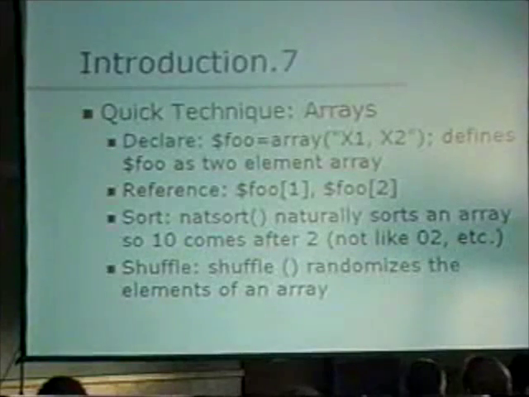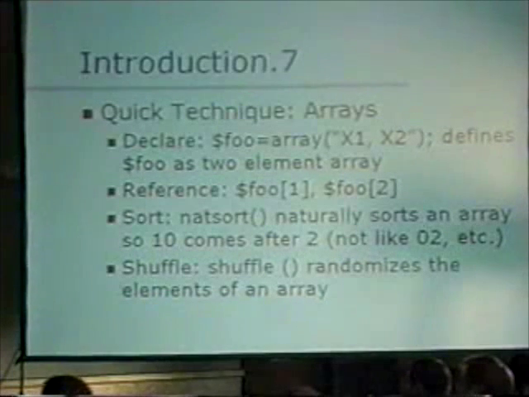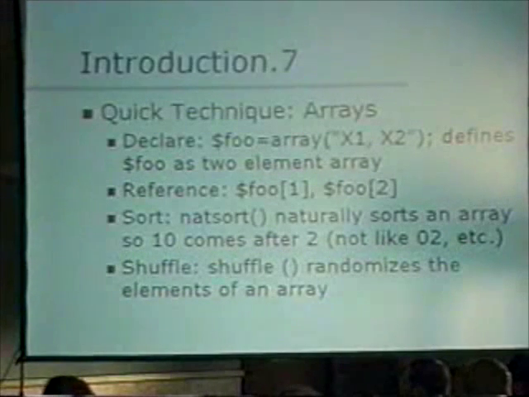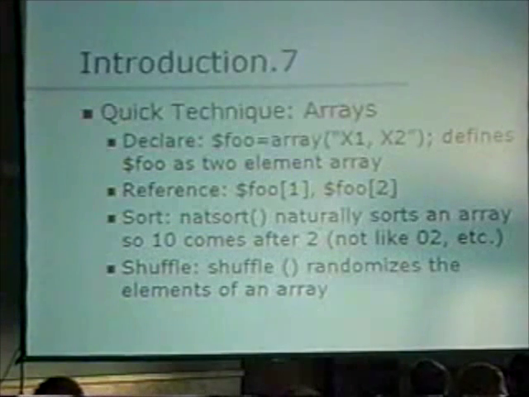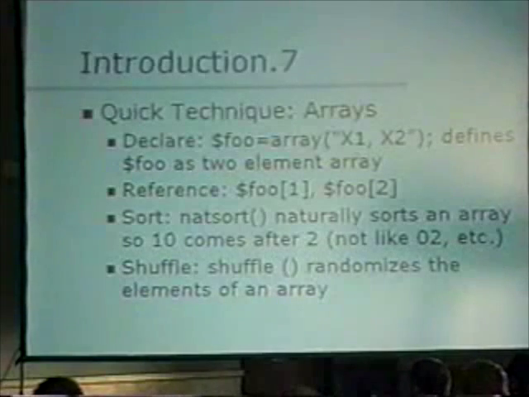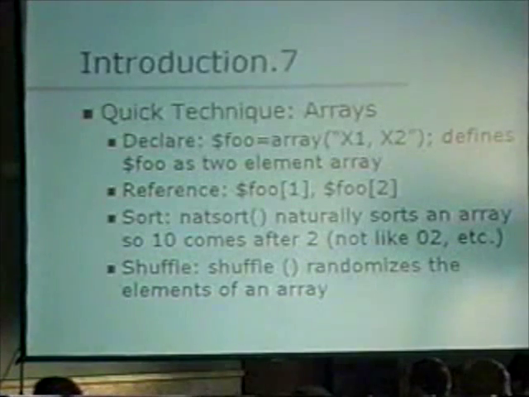PHP has a really neat sort function called natsort that lets you sort your array naturally. So instead of 1, 2, 3, 4, instead of 0, 1, 0, 2, 0, 3, 0, 4. And also you can shuffle and randomize the elements of an array. This is really cute for kids' games, like when you're a kid and you do your flashcards. When you do your flashcards, you actually shuffle your array. So you can do that.